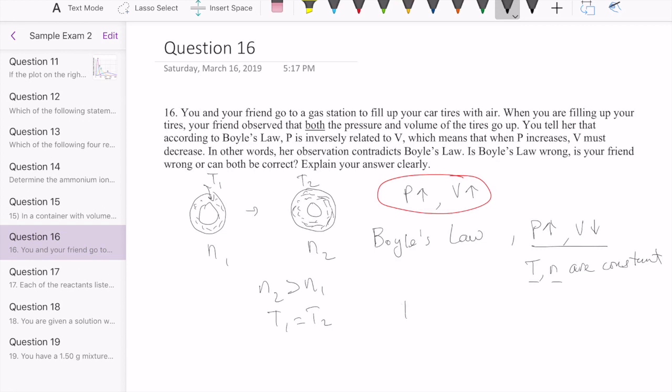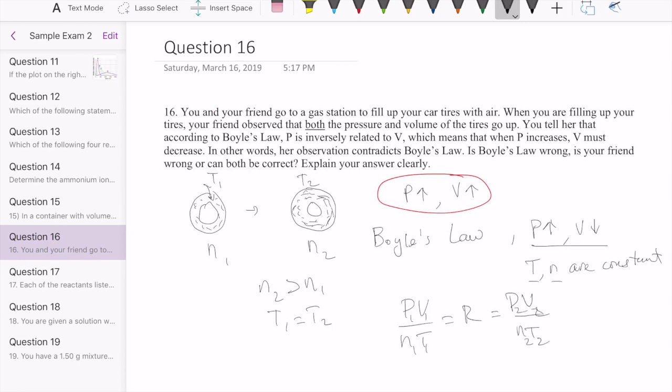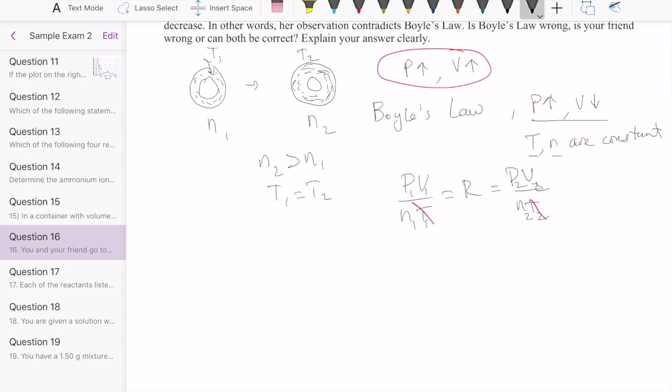So if you look at your ideal gas equation, PV over NT equals R, and then you write it for two different conditions, like that. Now if temperature 1 and temperature 2 are equal, you can cancel them out from the equation, but what you're left with is then P1 V1 over N1 equals P2 V2 over N2. So then the question is, is it possible for pressure and volume both to increase in this condition with the expression still equal to a constant?